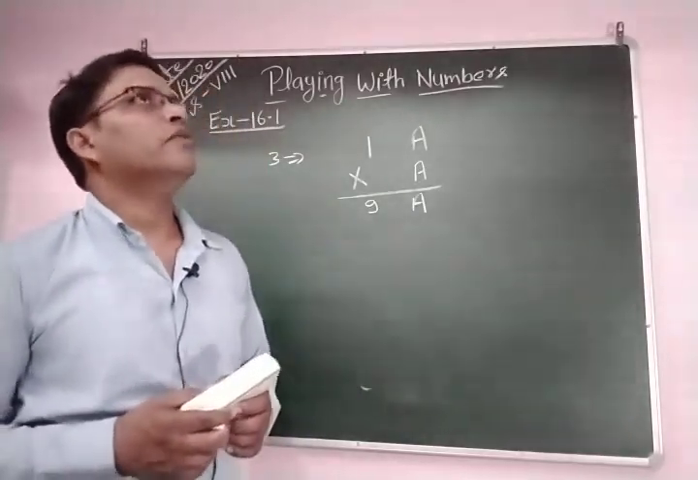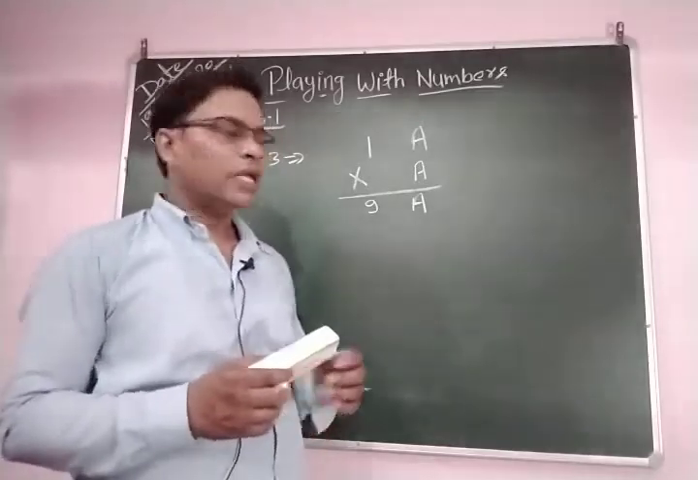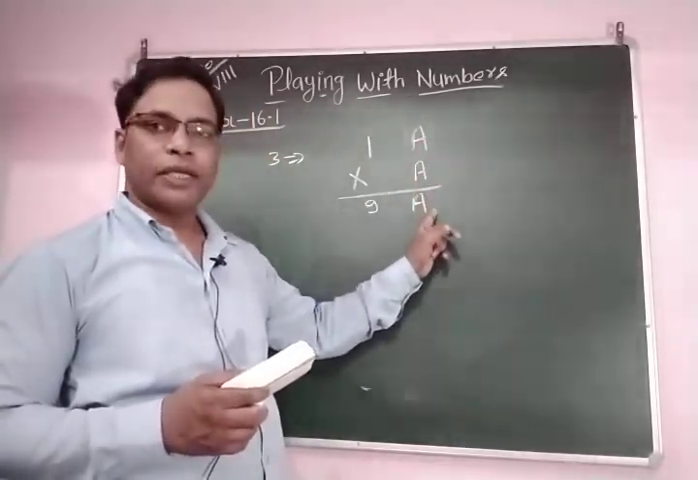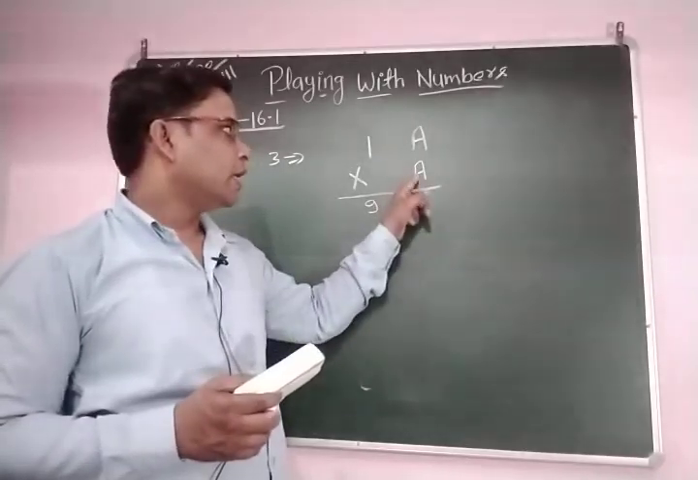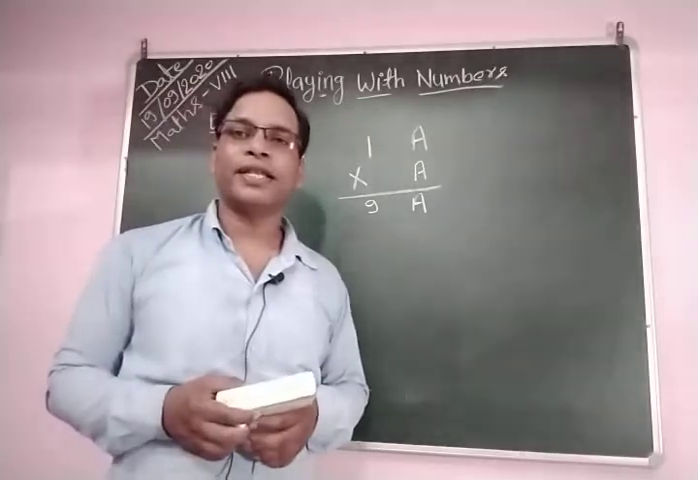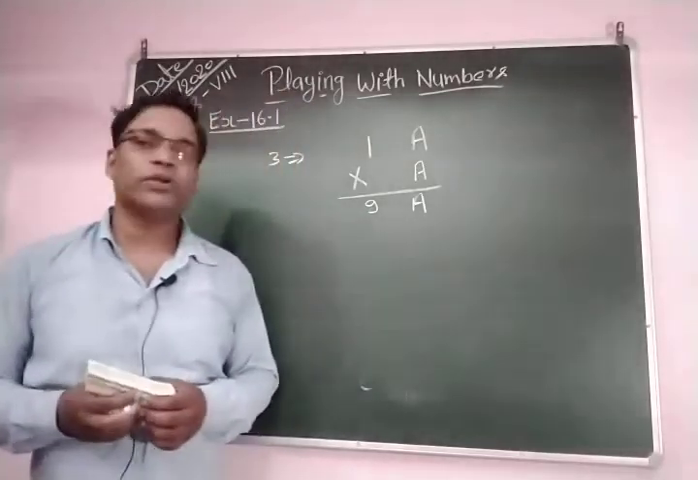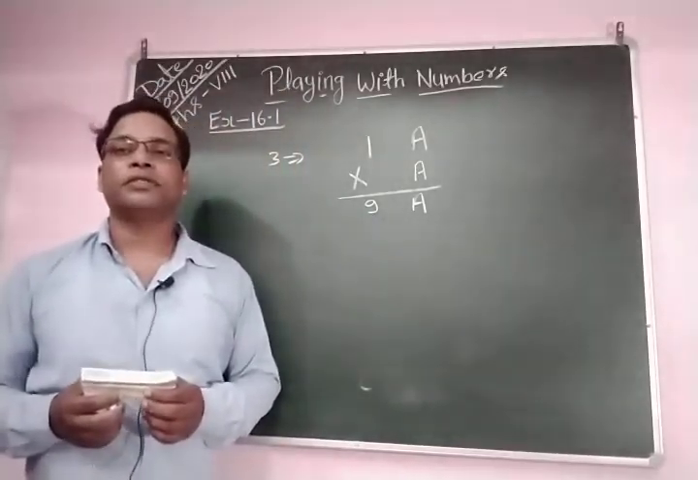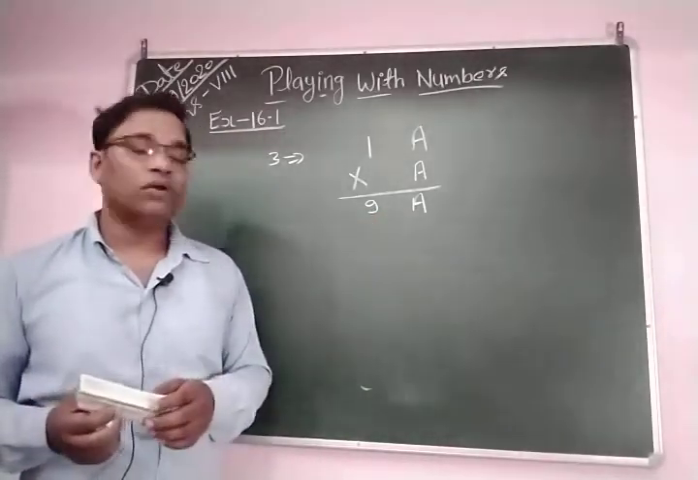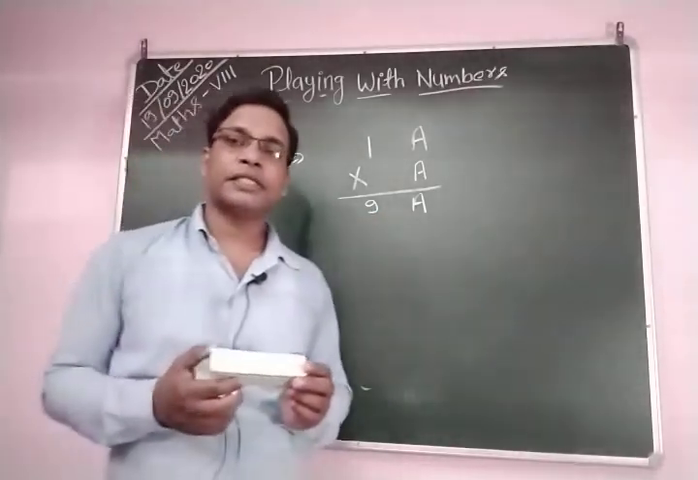So now we take A is equal to 5. 5 into 5 is 25. Here 5, carry 2. 5 into 1 is 5, plus 2, this is equal to 7. But here this is not 7. So how do we find it? The next option is 6.